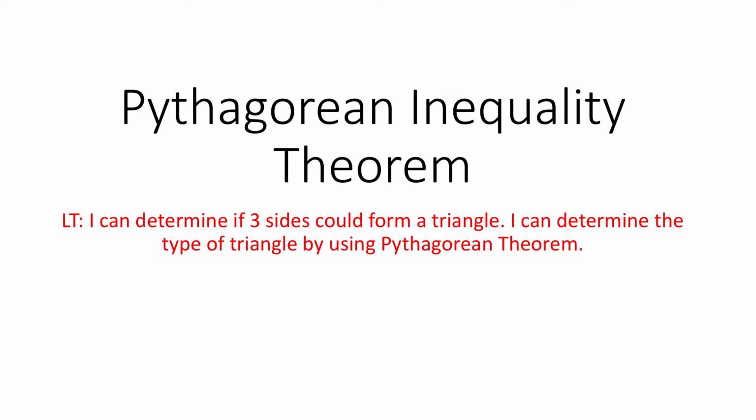Today we're going to take a look at the Pythagorean inequality theorem. What we're going to do is use Pythagorean's theorem to see if a triangle is a right triangle, and we're also going to go further than that and determine if a triangle is obtuse or acute. So let's just jump right into these. We've got a few notes that you might want to write down.